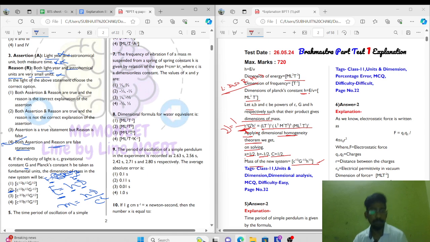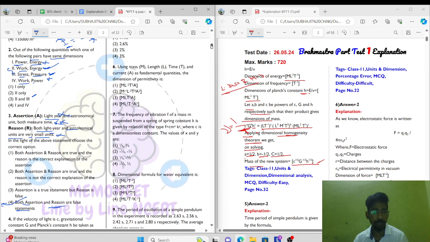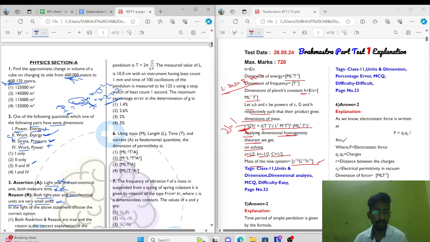Okay, now moving on to the next one, question number 5. Time period of oscillation of a simple pendulum. The pendulum problem, right? The formula is already given. This one is easy for you to calculate. T equals 2 pi root over L by G, right?